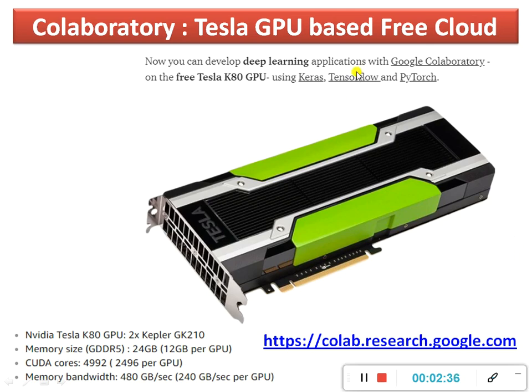As you can see in this slide, it is Collaboratory. Google Collaboratory is an online, cloud based platform on which this GPU is provided free of cost. You can see the configuration: 24 GB memory size, around 5000 CUDA cores available, and 480 Gbps bandwidth. So a very good configuration is provided by Google Cloud.